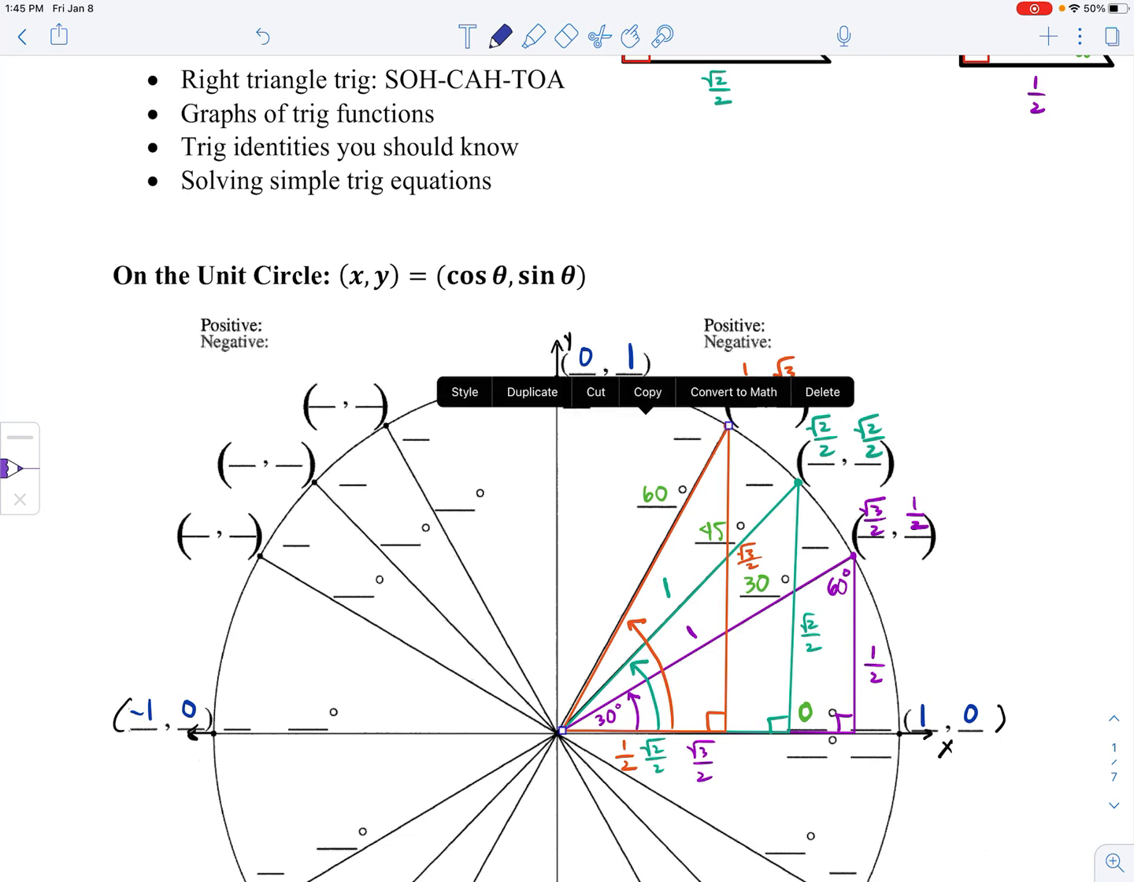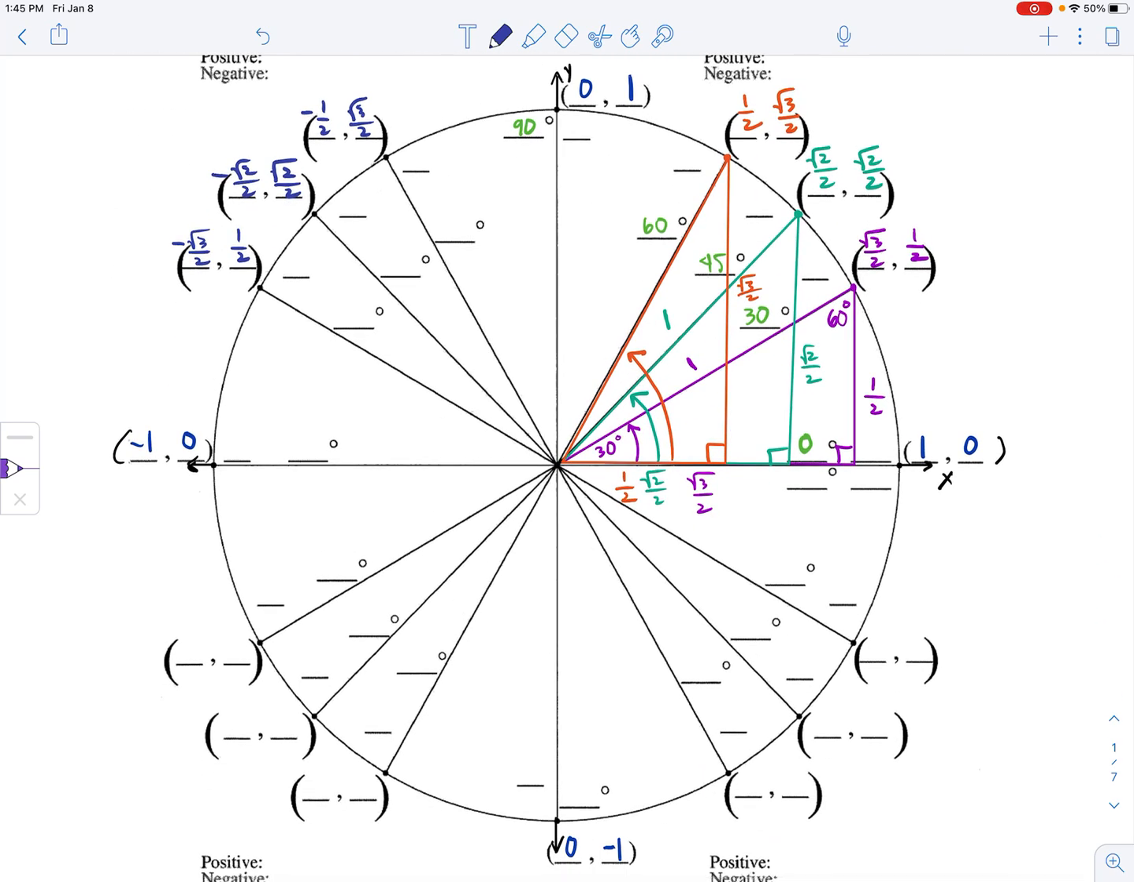So sure, let's do that. Thinking about reflecting those points over the y-axis, then all the x-coordinates would be negative. So this point over here would be negative 1/2, root 3 over 2, then negative root 2 over 2, comma, root 2 over 2, negative root 3 over 2, comma, 1/2.